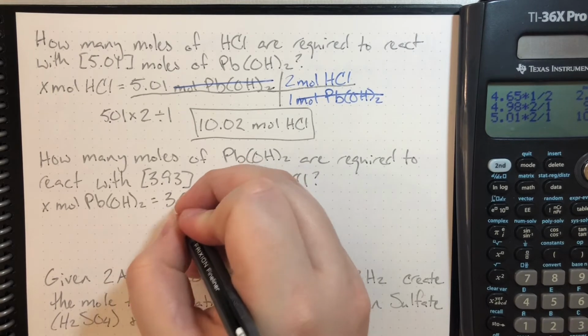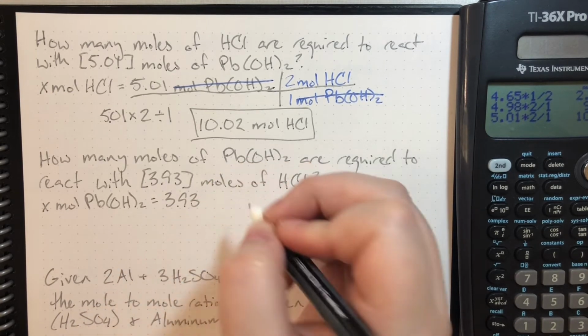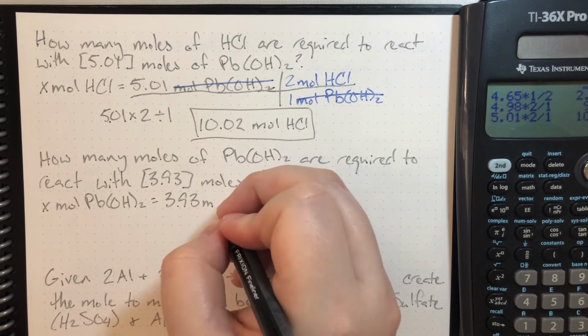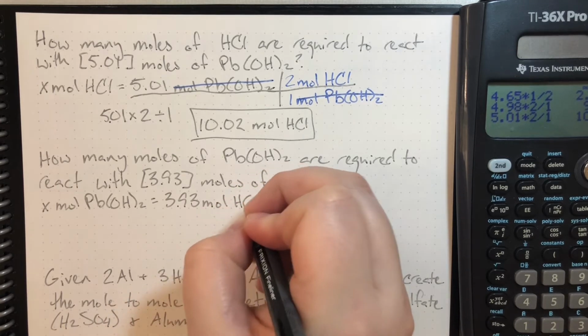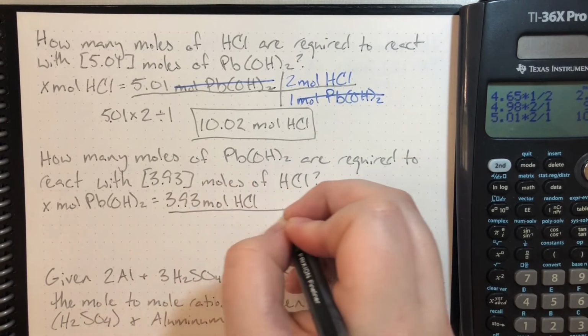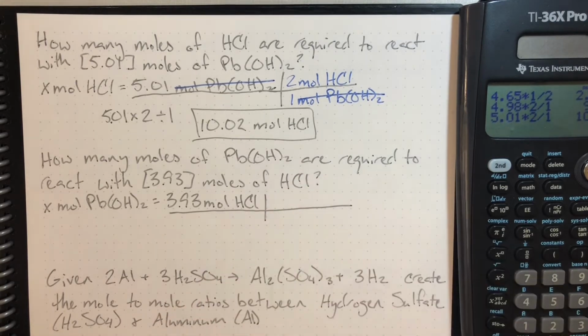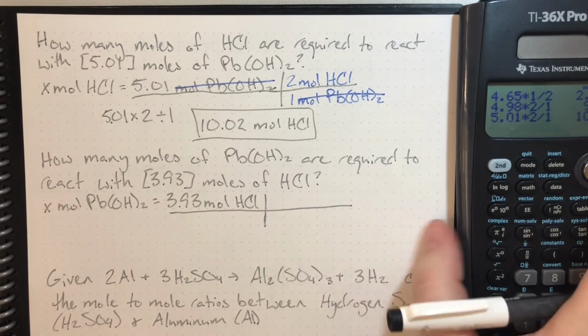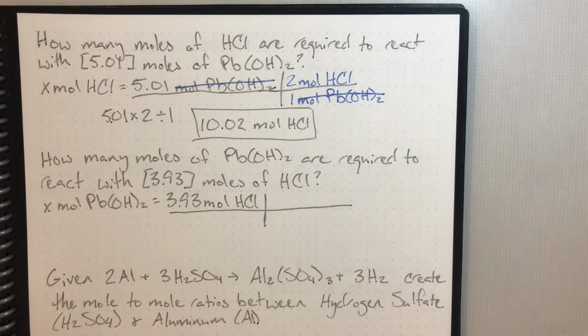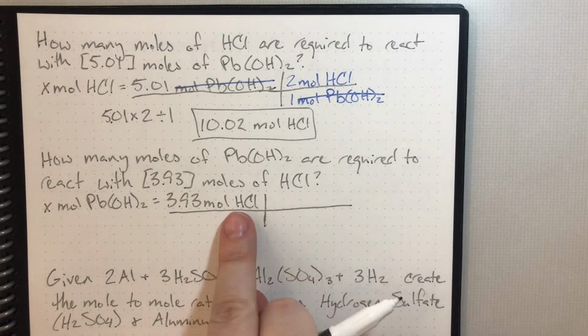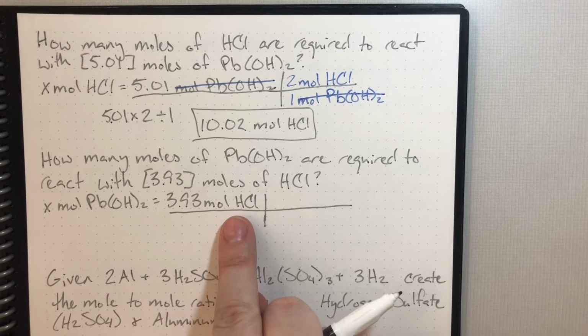So the number given in the problem, 3.93 moles of hydrogen chloride. Then I'll go ahead and set up my train tracks. Now that I have my train track set up, I can go ahead and choose the mole to mole ratio that will allow me to cancel out moles of hydrogen chloride. I have already solved for the mole to mole ratio between lead(II) hydroxide and hydrogen chloride in a previous problem, so that is what I will be referencing.